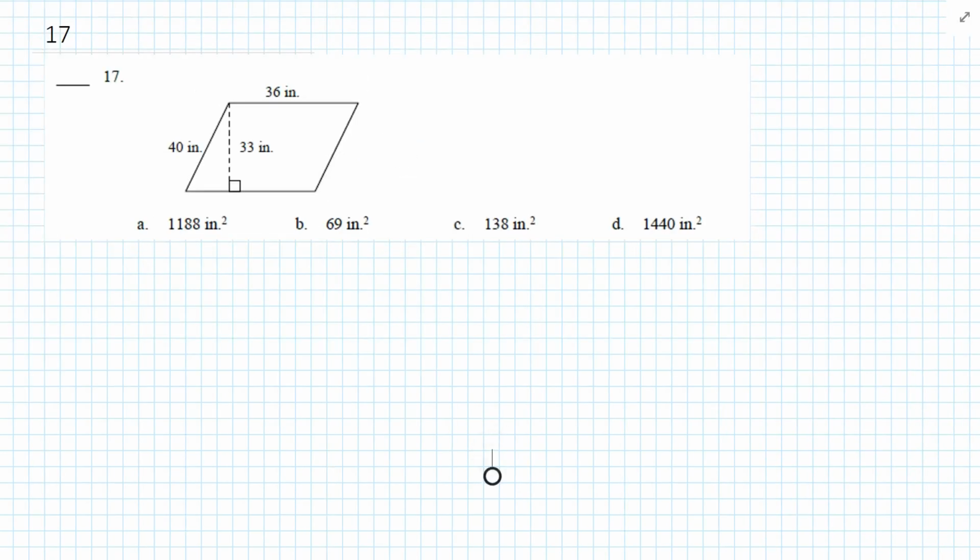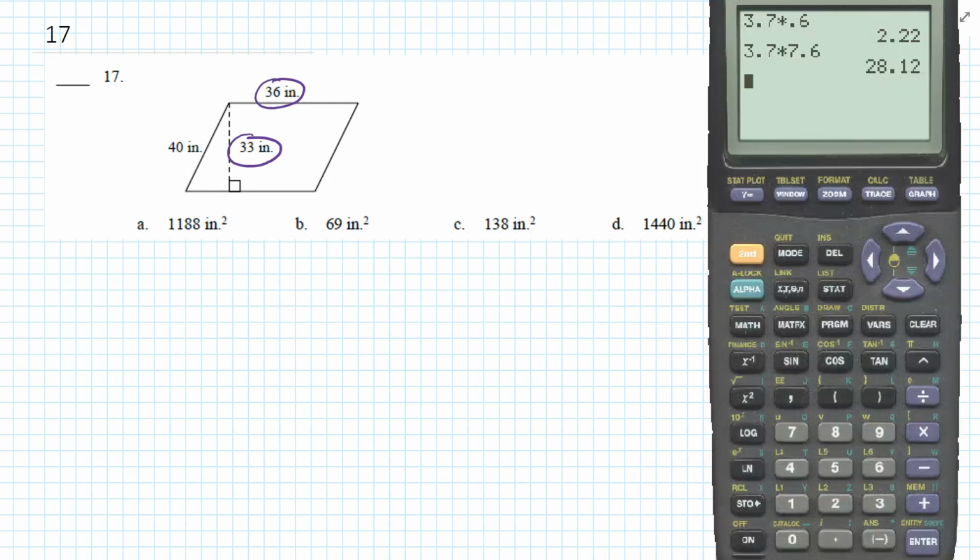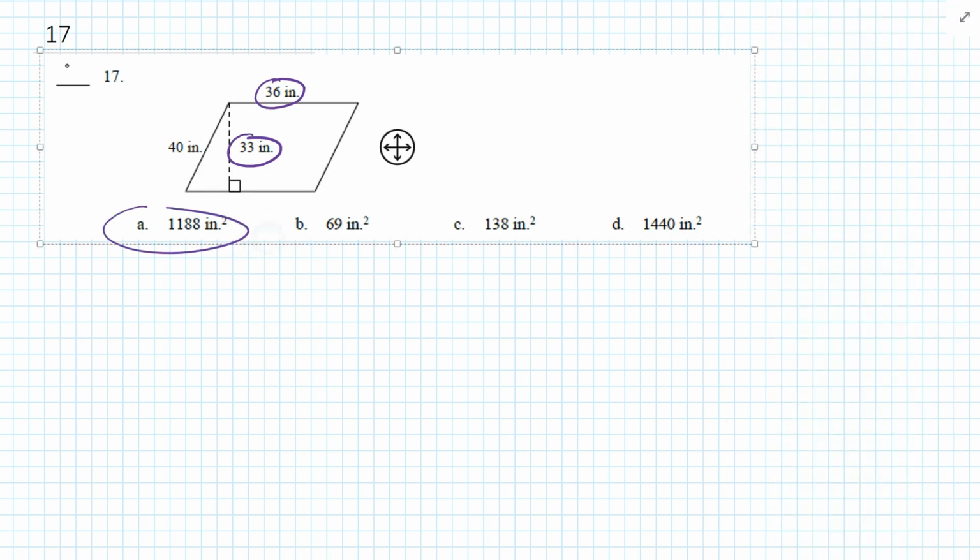17. Rocking through these. Same thing. It's just going to be 33 times 36. Okay? Base times height. Remember, base and height are always going to be perpendicular, 90 degrees. So 33 times 36. 1188. Answer's A.